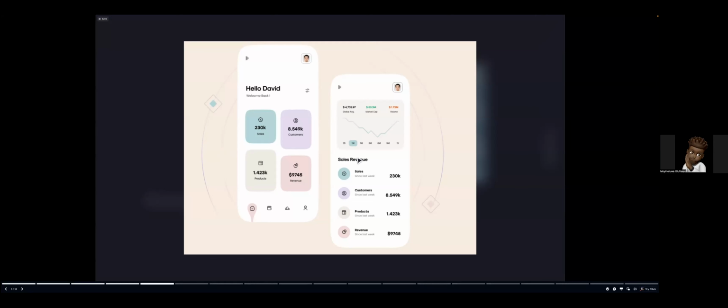And before the user interface can get to this particular stage, there are some things you need to know about, which we're going to look into later, before it can be as clean and as presentable as this particular picture I see right here. So this is an example of a UI design.